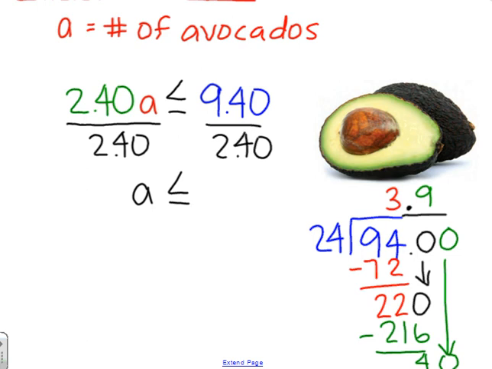Here's the thing though, we can't buy parts of an avocado. So even though 3.9, whatever it ends up being, would actually mathematically round up to 4, we don't have enough money for that. So I'm just going to say that the number of avocados that we can buy is actually less than or equal to 3. And then we'll put units on it. And it doesn't really matter what the rest of the decimals are. The 3 avocados would be the maximum number that we can get.